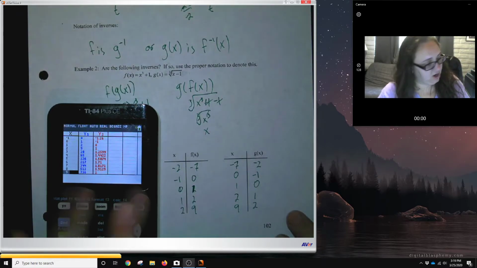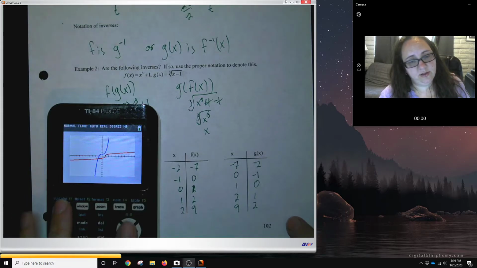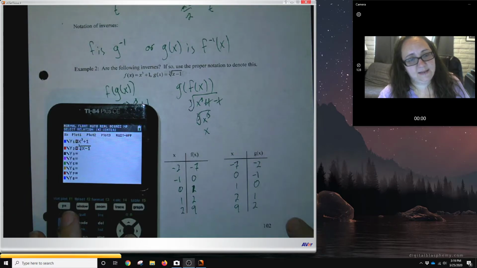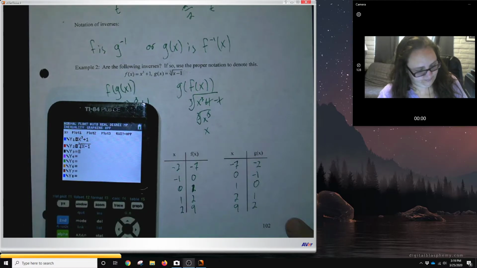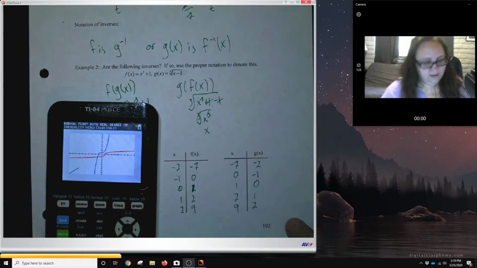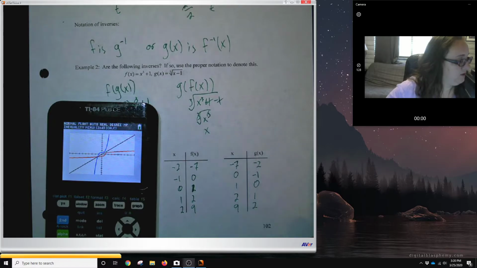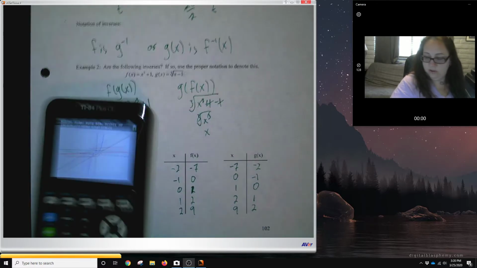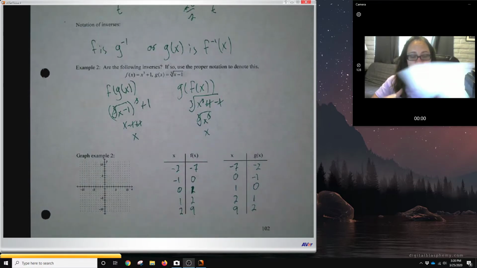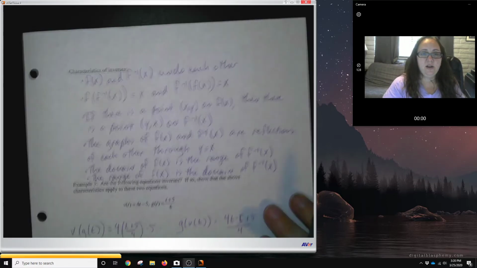And if we look back at our graph and we include the line y equals x, those two lines are reflections of one another over the line y equals x. So everything that we've just said, those are all of the properties of inverses. So I want you to, on the next page, write down all of the properties of inverses. So here they are. So let's go through them together.